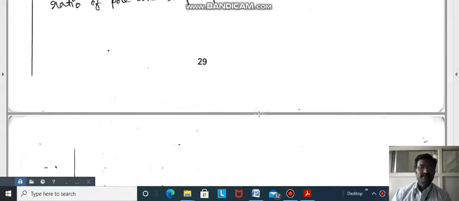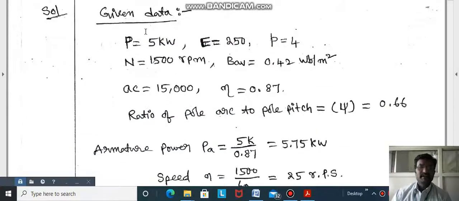Okay, so first, given data. P is equal to 5 kilowatt, the output power. E is the voltage, 250 volt. Small p is equal to 4, that's nothing but poles; number of poles will be 4. N, capital N is equal to 1500, and B_av, average flux density, 0.42 Weber per meter square, and the AC value given is 15,000, and efficiency 0.87. Ratio of pole arc to pole pitch psi is 0.66.